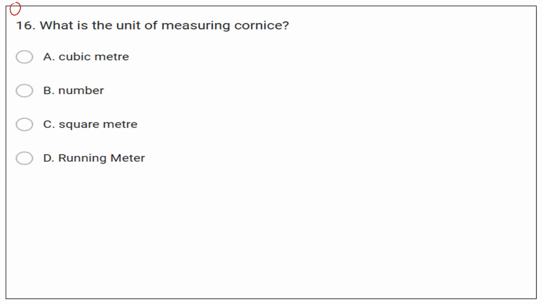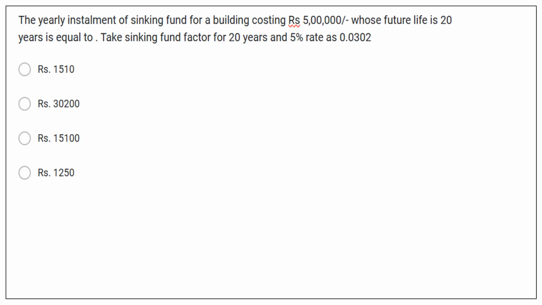The next question, question number 14. What is the unit of measuring cornice? So for measuring a cornice, first we know about the cornice. Cornice is an architectural member which is in between the wall and roof. So cornice is measured in running meter. So the last option is correct here. Then the last question, question number 15.